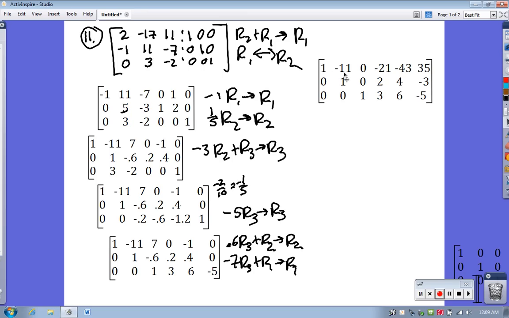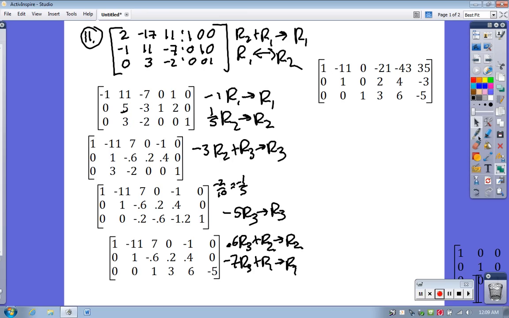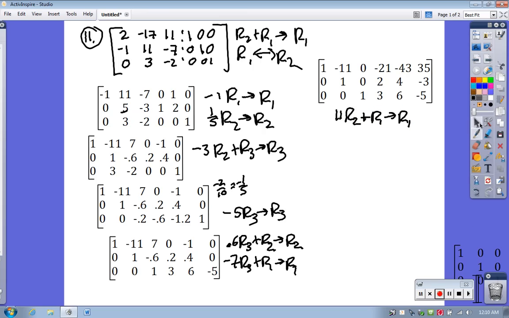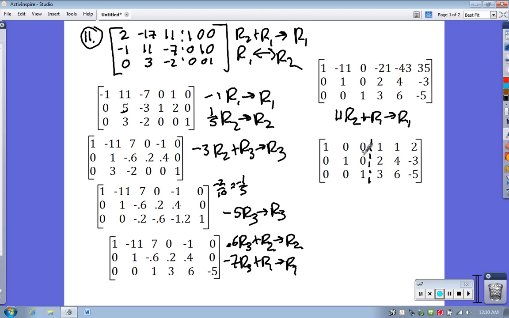So now I'm going to get rid of this -11. I use this 1 to do it. 11 times row 2 plus row 1 is going to go into row 1. And if I do that, my calculator should spit this out. And notice now, I've used these row operations to make it so I have an identity on the left-hand side. And this should be my inverse. Remember, if this original matrix was A, this is a potential for A inverse.